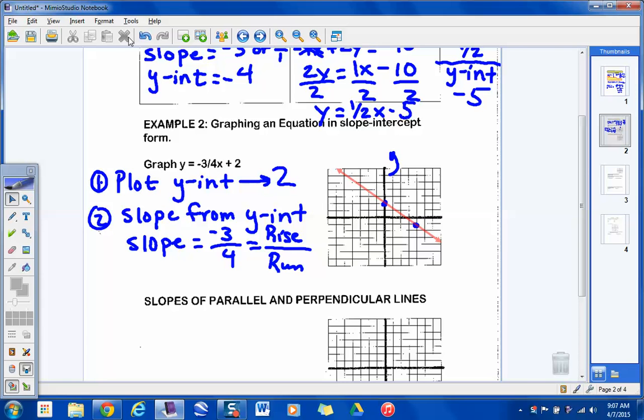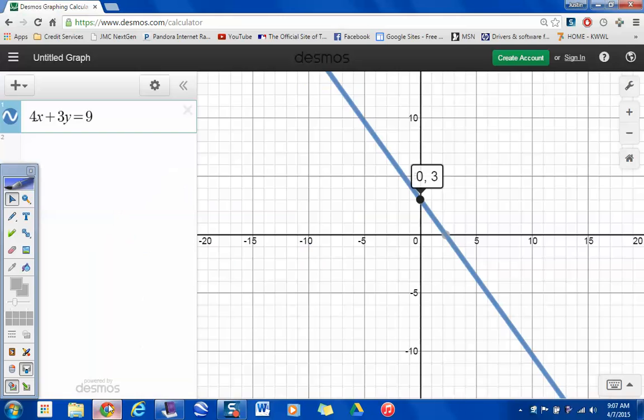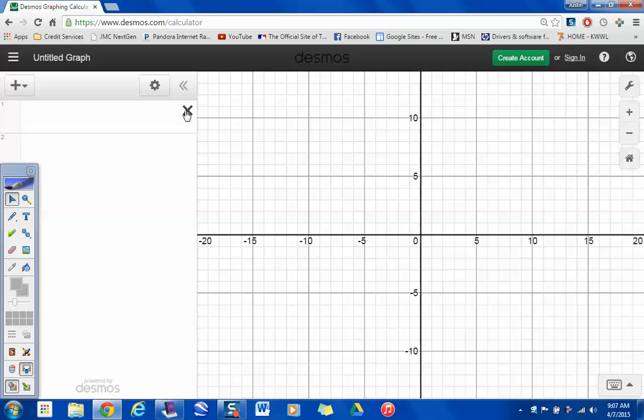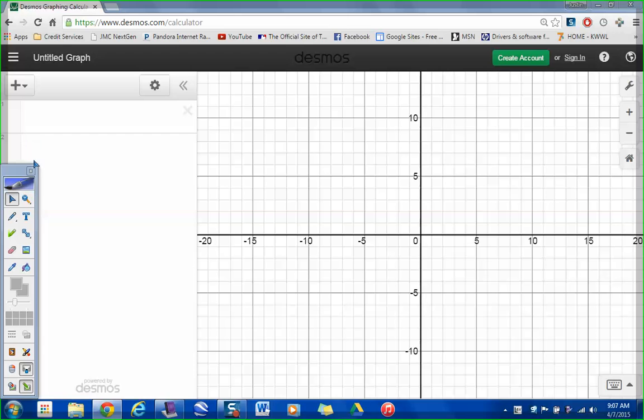Let's try one together. I got an idea. Let me clean this. Somebody give me an equation to graph. Give me a slope-intercept form equation. Y equals 9x. Ooh, that's a big slope. Let's go somewhere below 5. 2x plus 3. I like it. I want to graph that.